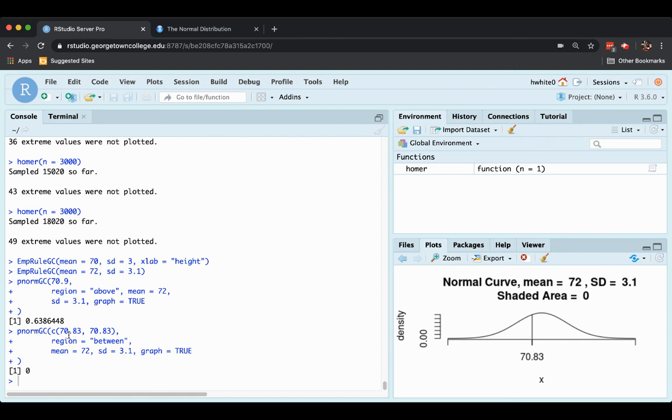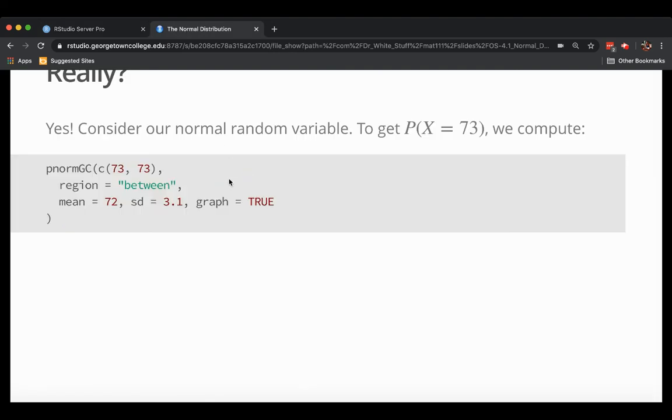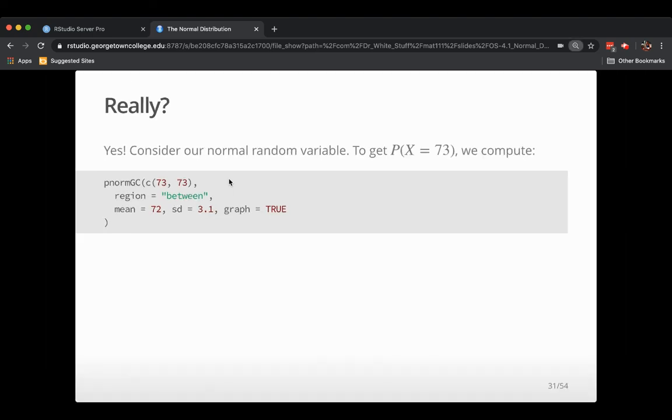No matter what number I put in here to find the probability that it's equal to exactly that number, that probability is 0. So this is very interesting. You know, you've got some height, you are exactly some height, but the probability that you ended up having exactly that height is 0. So probability being 0 is not actually the same as impossible, not when you're dealing with a continuous random variable like these normal random variables.